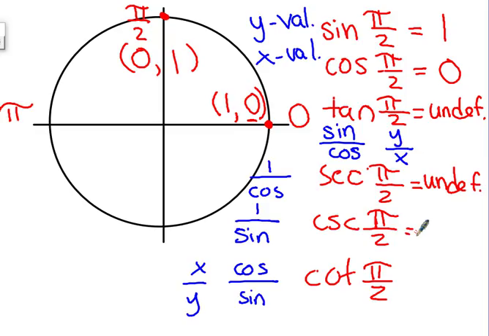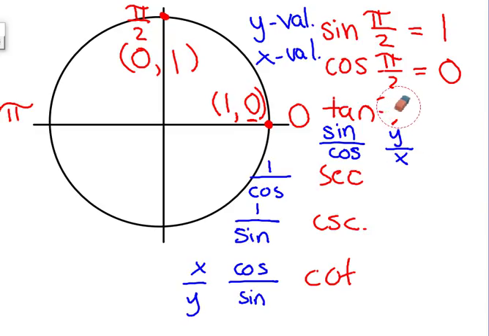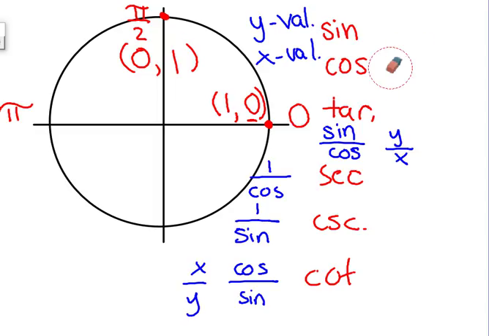Cosecant of pi over 2: cosecant's the reciprocal of sine. If I take the reciprocal of 1, that's 1 over 1, which just gives me 1. And the cotangent at pi over 2: cotangent is my x-coordinate over my y-coordinate, and so I get 0 over 1, or 0. Those are my values at pi over 2. Again, get those jotted down in some nice notes, or put those on your flashcards, please. We're going to repeat the same process here for pi and 3 pi over 2.